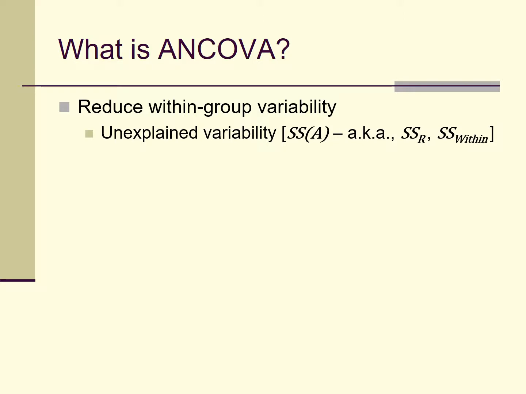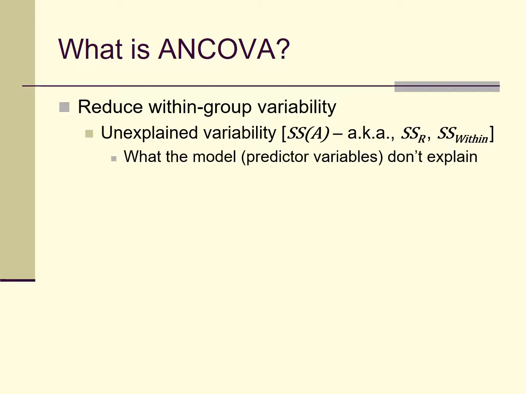This is the unexplained variability that we call the sum of squares for the augmented model, or if we're in the world of regression, we call the sum of squares residual, or if we're in the world of traditional ANOVA, we call the sum of squares within. It's basically what the model, that is the predictor variables that we're using, doesn't explain, the variability in the outcome variable that can't be explained or associated with group membership or whatever our predictor variable is.